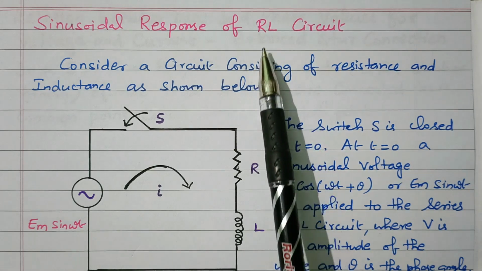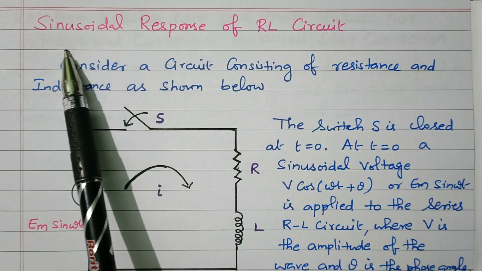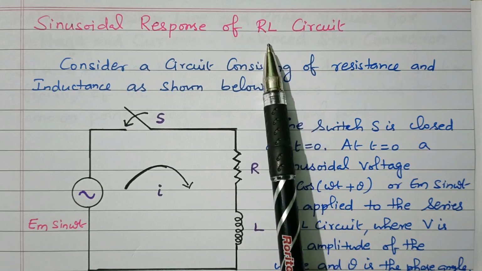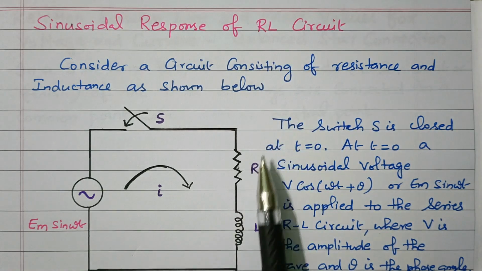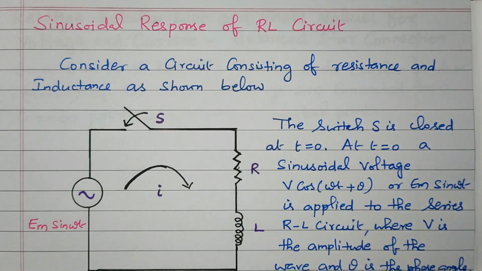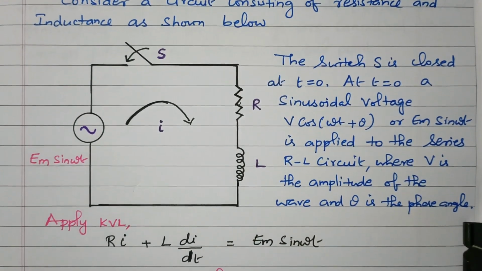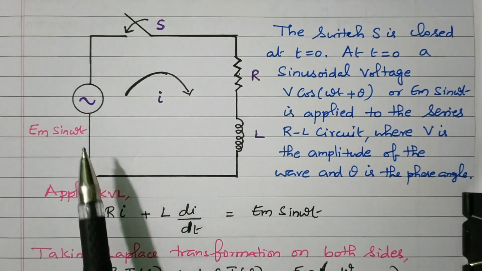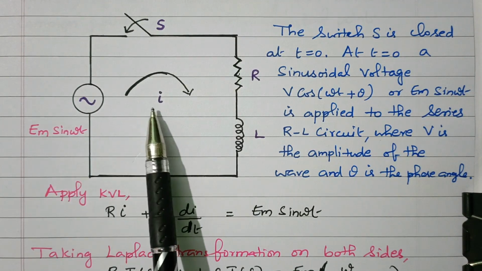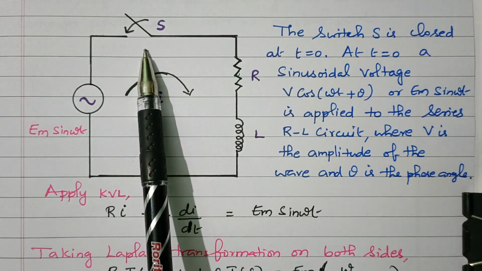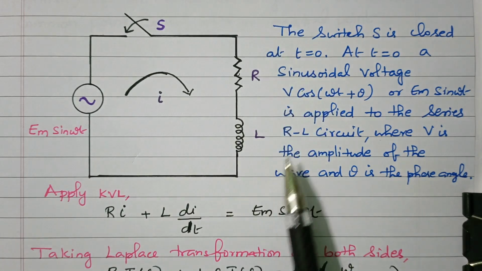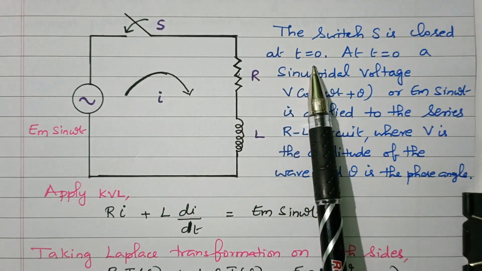Now we will see the topic RL circuit sine response. If the sinusoidal is applied, what is the response of the RL circuit? Consider a circuit consists of resistor and inductance as shown in the diagram. Now we will refer the diagram. So the sine wave is applied. Em sin omega t is the applied voltage. This is the transient current I. Switch is available. R and L is connected in series, resistor and inductor. The switch S is closed at t equal to 0.